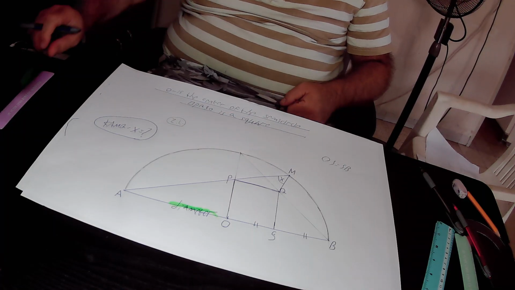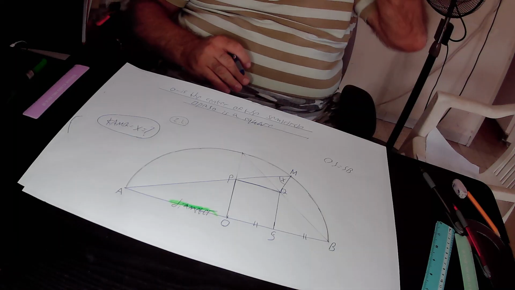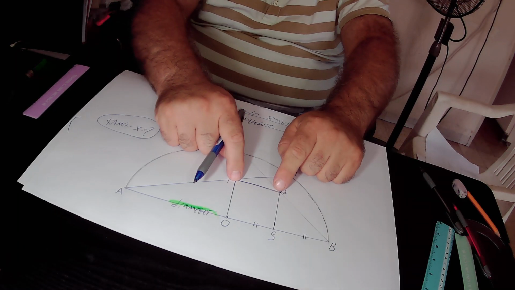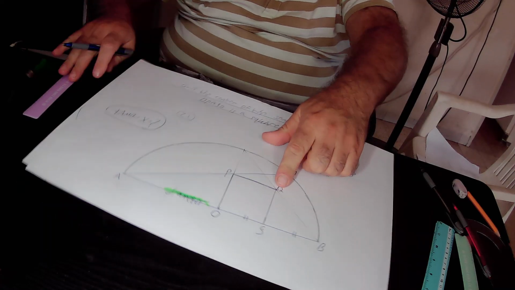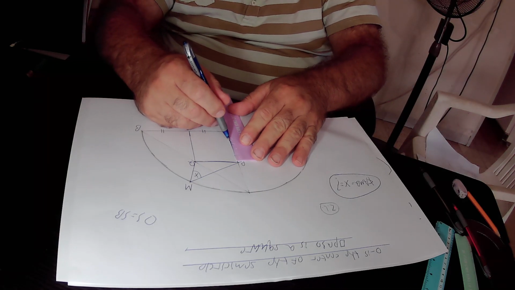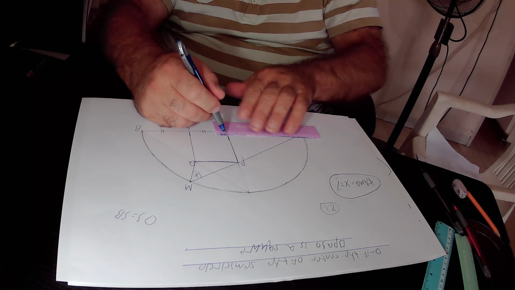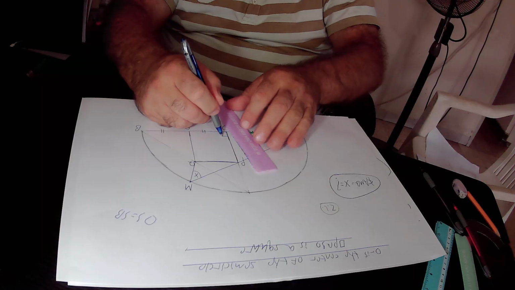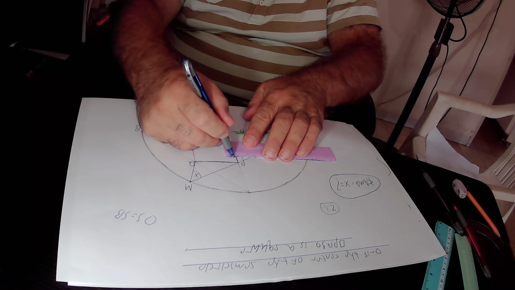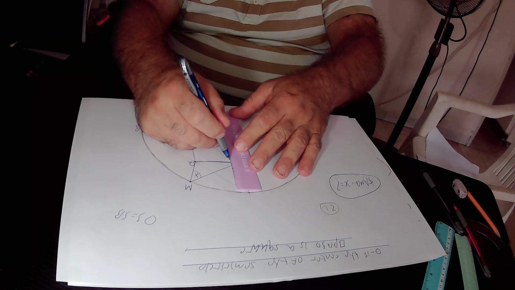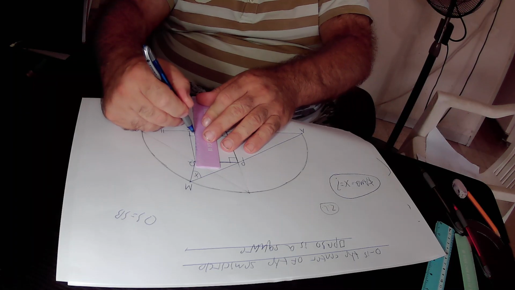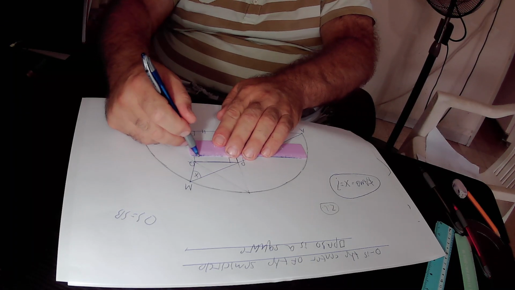So first of all, we know that all the angles inside any square are right angles. So those four angles are all right angles. So actually, this is a right angle. This is also a right angle. This is a right angle. And this is also a right angle.